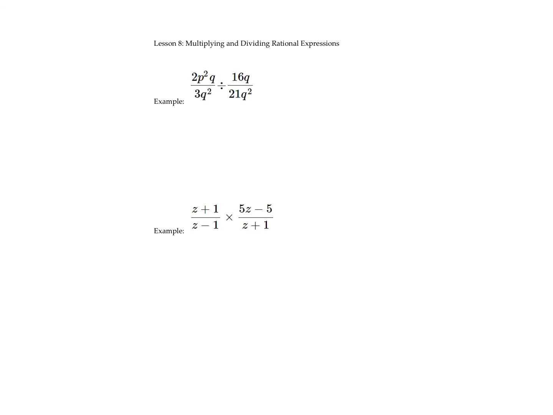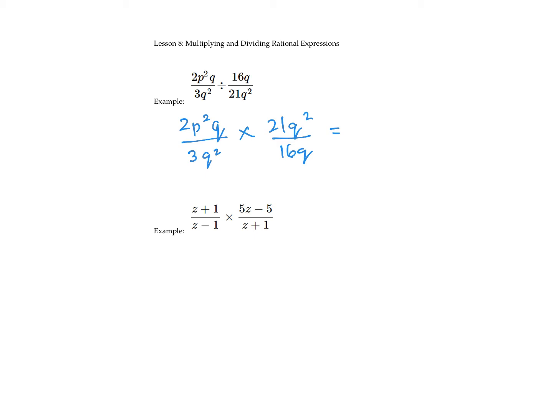Now that we have reviewed factoring and looked at simplifying rational expressions, let's have a look at some operations. So in this lesson we're going to look at multiplying and dividing rational expressions. Remember, with division, dividing by a fraction is the same as multiplying by its reciprocal. So we're going to reciprocate the second term, and then we'll look and see what we can reduce.